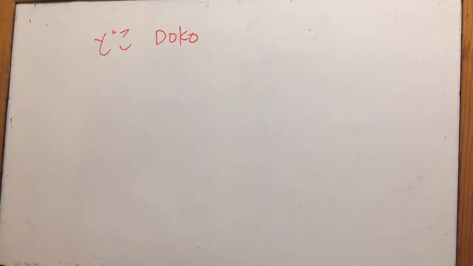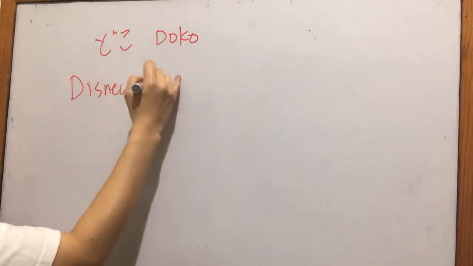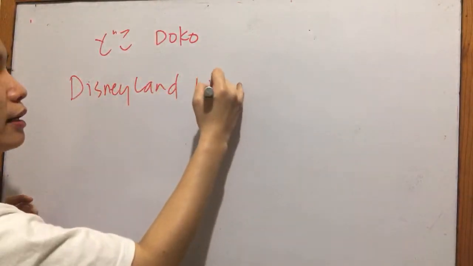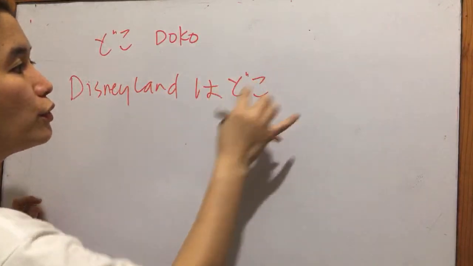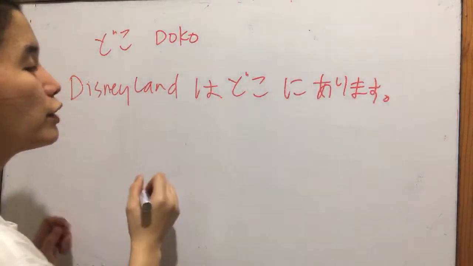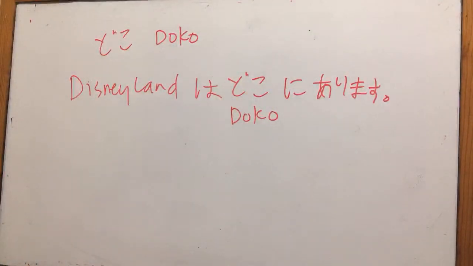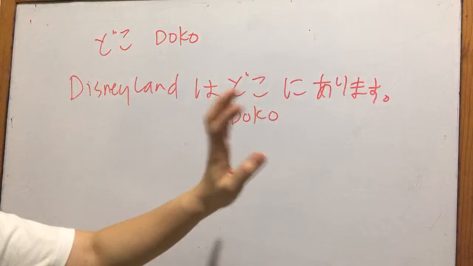So, how do we ask about that? For example, this is Disneyland. Disneyland wa doko ni arimasu ka. Okay, so it's a plain question, where is Disneyland? In our previous lesson, we had doko desu ka only. Disneyland wa doko desu ka, in our lesson 3.